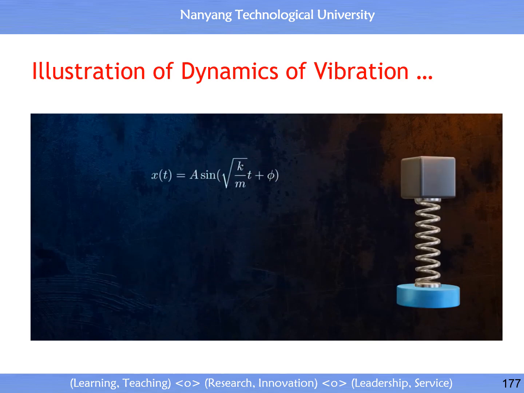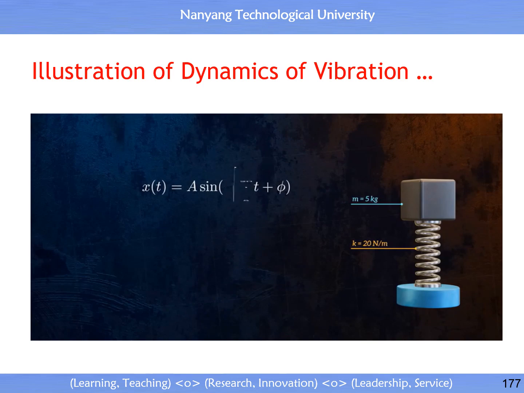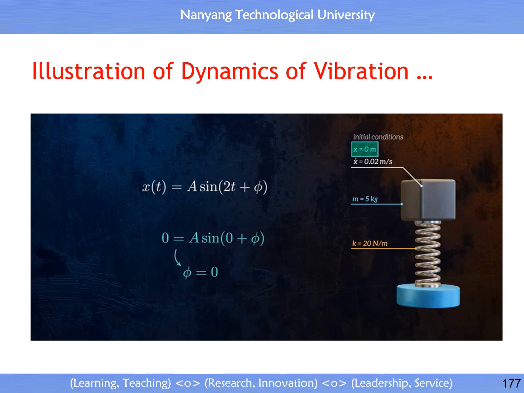Let's look at an example where the system has a mass of 5 kilograms and a spring stiffness of 20 newtons per meter, and a vibration is triggered by applying an upwards velocity of 2 centimeters per second to the mass. Since the displacement x is initially 0, the phase angle phi must also be equal to 0. And then we can differentiate the equation for x to calculate the amplitude of vibration A.